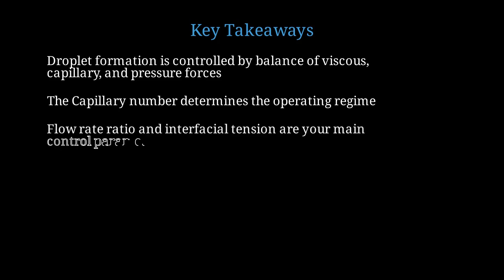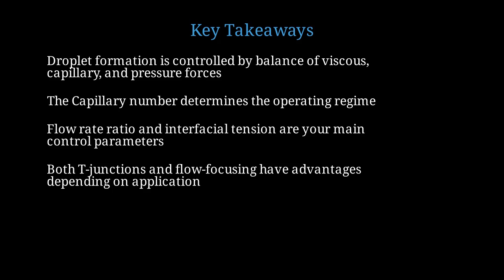Flow rate ratio and interfacial tension are your primary experimental knobs for controlling droplet size and frequency. Both T-junctions and flow-focusing devices are valuable. Choose based on your specific requirements for droplet size, throughput, and monodispersity.